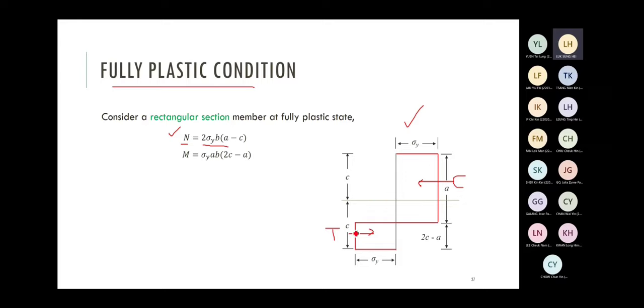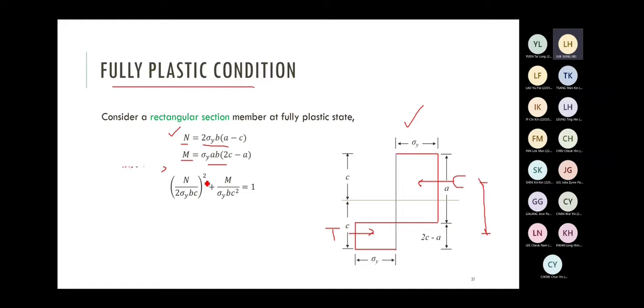The total axial force, C minus T, gives you this expression. If you have time, you may verify it yourself. Moment, how to find the moment? You have the moment arm, you have the axial force, then taking moment, it will give you the moment. Combining these two equations together, then you can set up the interaction formula. I just give you the outcome directly.